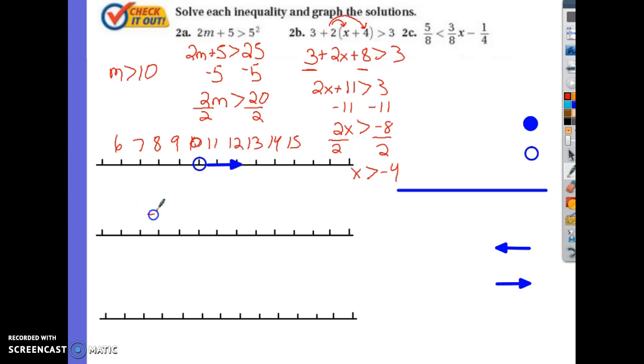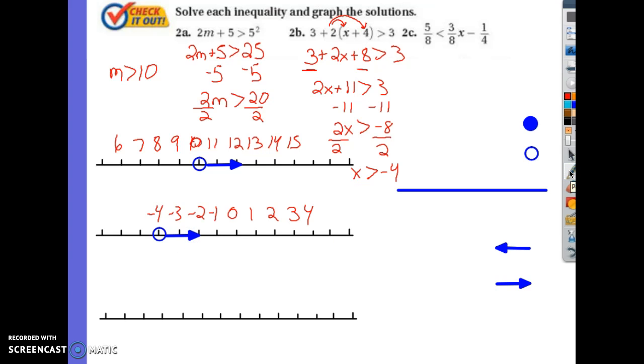So for this one we're going to do negative 4, negative 3, negative 2, negative 1, 0, 1, 2, 3, 4. And we are going to do our open circle again. That's going to go on negative 4, and x has to be greater than negative 4.